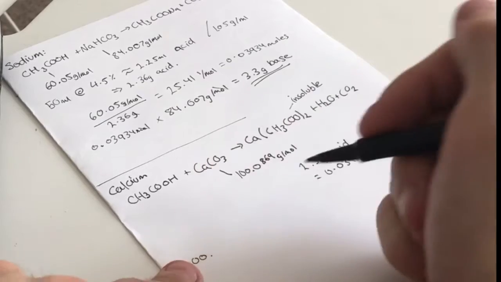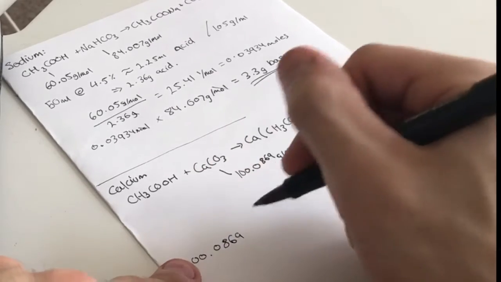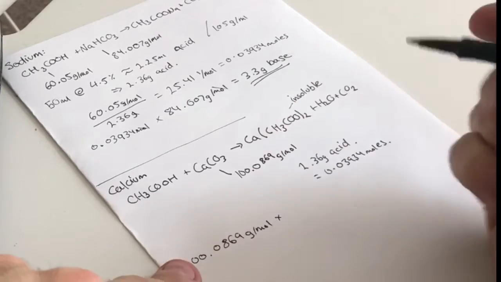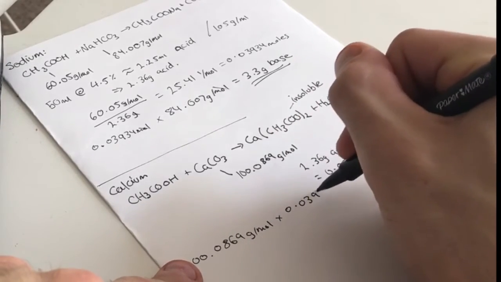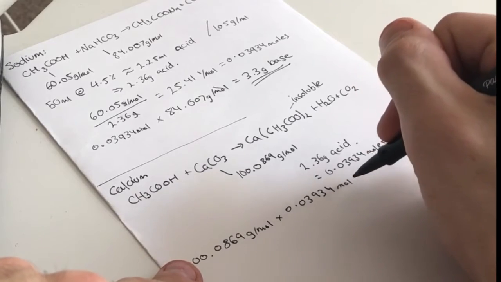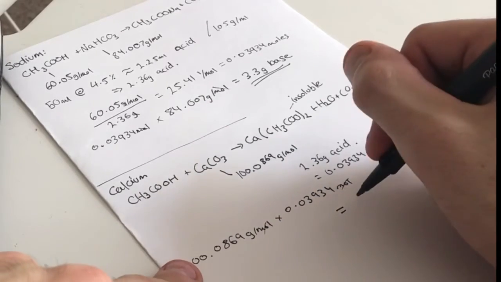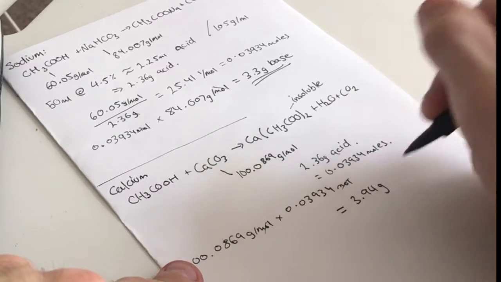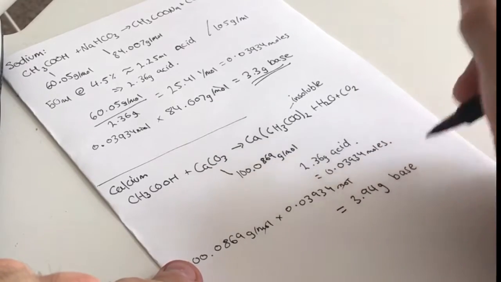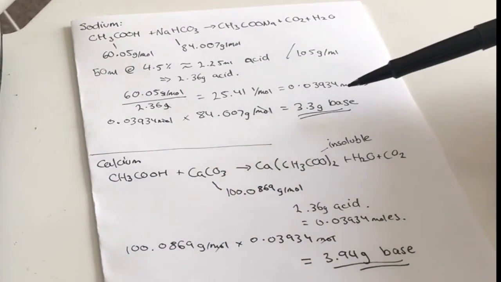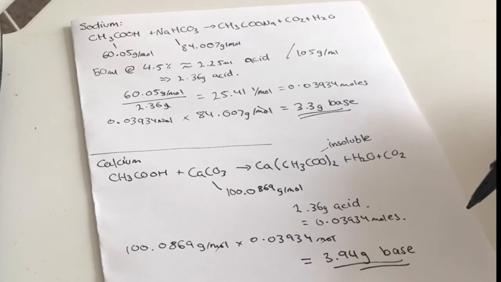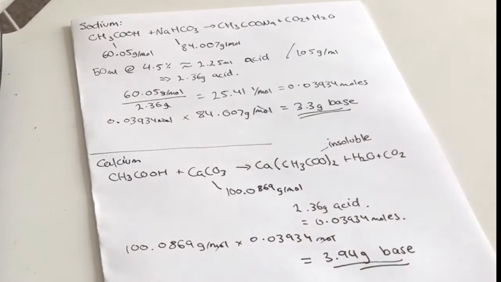It's 100.0869 grams per mole times 0.03934 moles. They cancel out, and you're left with 3.94 grams of base. So you can actually see, just based on the fact that they're different salts, you almost need 0.6 of a gram difference, which I guess is not that much, but it's actually quite a lot when you're only dealing with 50 milliliters of acid. So we're going to jump back in the kitchen and mix all this together and see how it tastes.